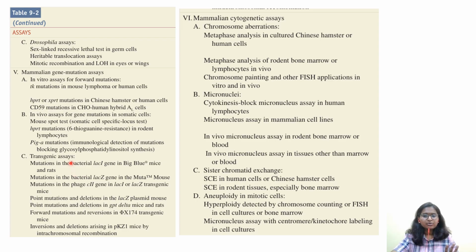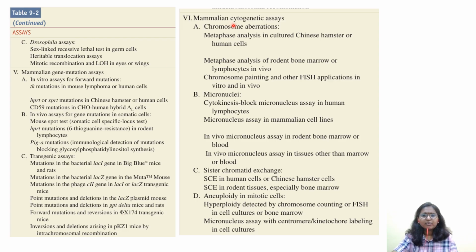Coming to transgenic assays, they have listed them based on the LacI or LacZ gene. Coming to transgenic assays, the 6-month transgenic mouse assay in case of cancer studies is very important. In these assays, try to remember the genes, such as the FAG 174 and pKZ1 mice. No need to go into detail on how the assay is performed. What is important is the type of assay and the type of DNA damage or mutation it is used to detect.